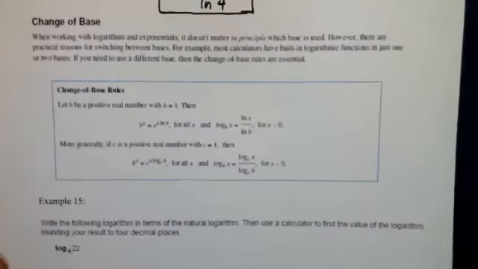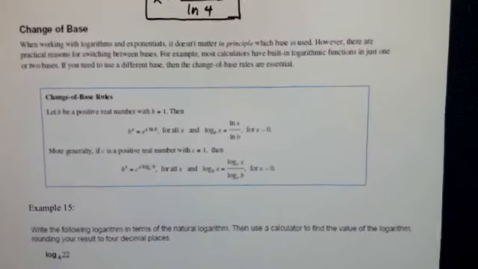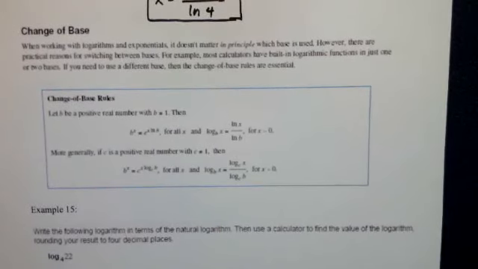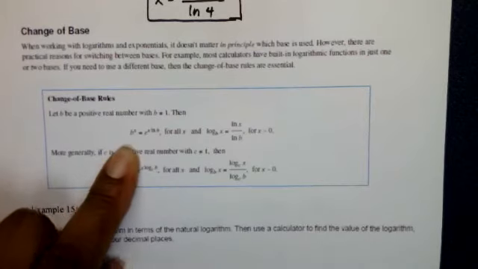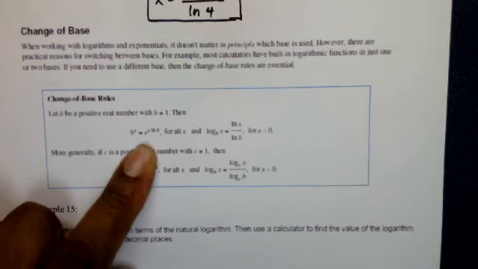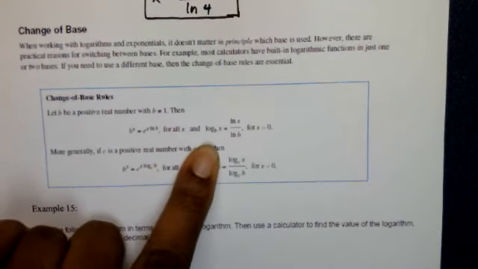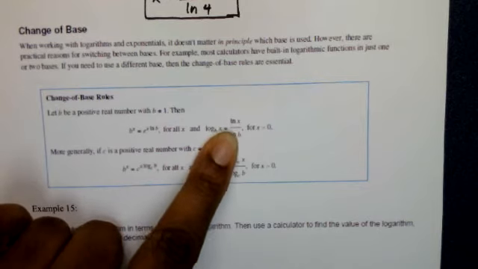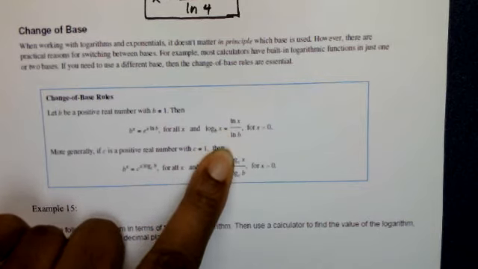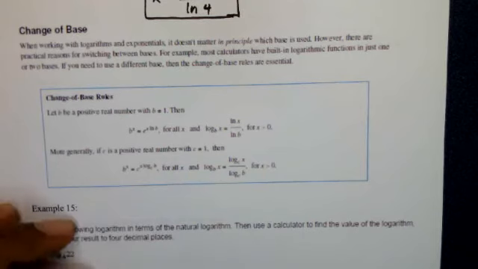Finally, we'll look at the change of base property, also taught in college algebra as well. For the change of base rules, we're going to let b be a positive real number where b is not equal to 1. Then b to the x is equal to e raised to the x times ln of b for all x, and log to the base b of x will be ln of x divided by ln of b, where x is greater than 0.